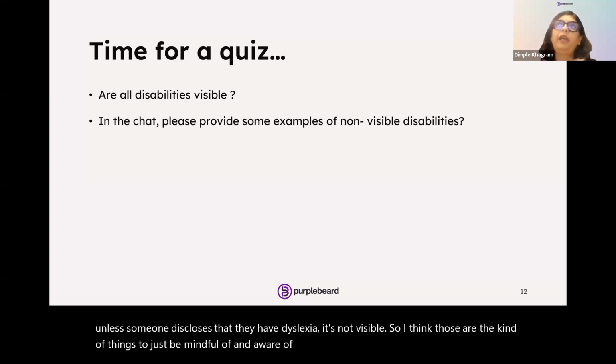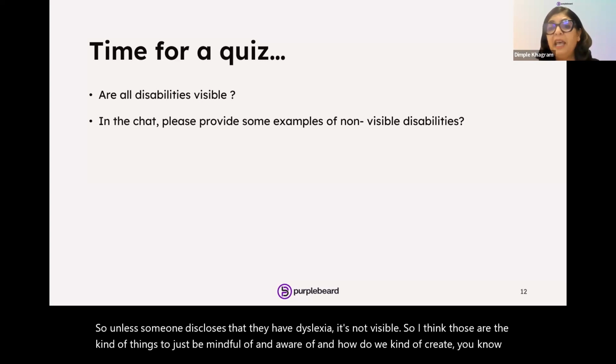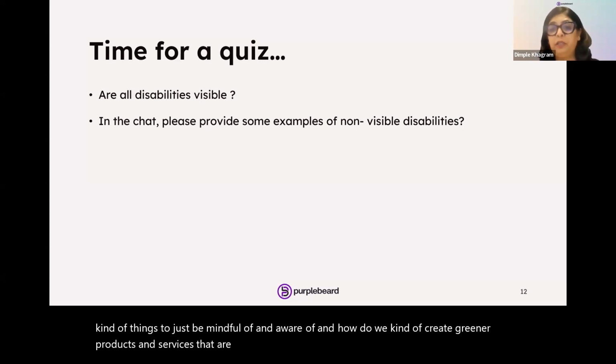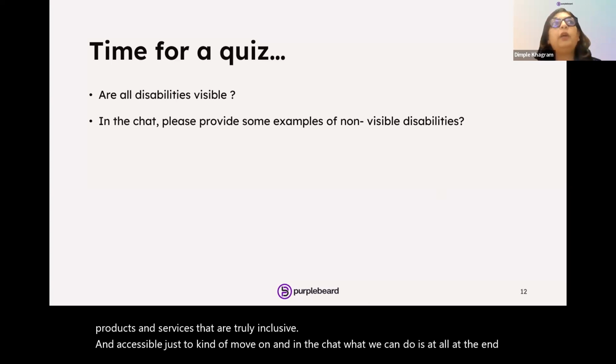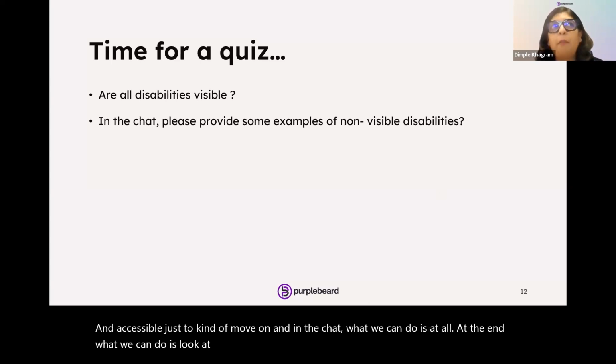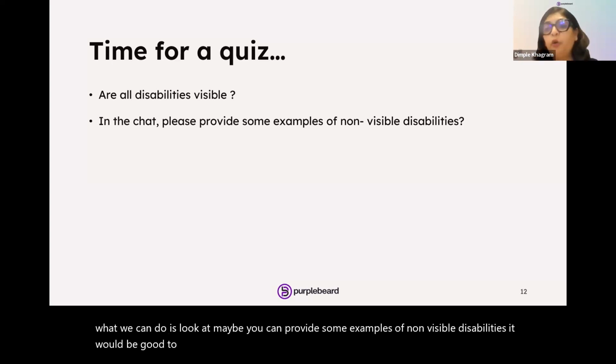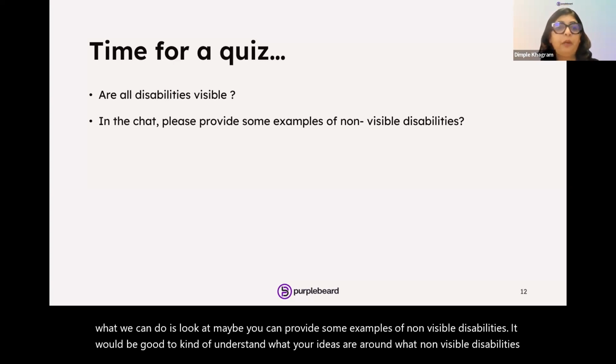And how do we create products and services that are truly inclusive and accessible? Just to move on, in the chat, what we can do at the end is look at, maybe you can provide some examples of non-visible disabilities. It'll be good to understand what your ideas are around what non-visible disabilities mean to you.